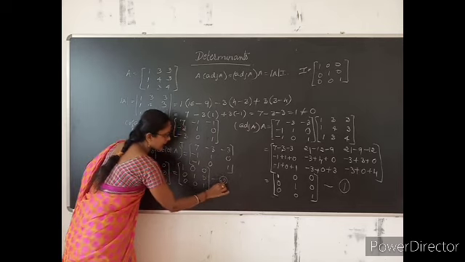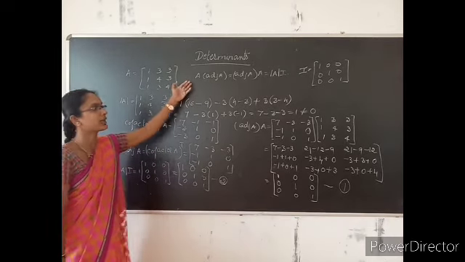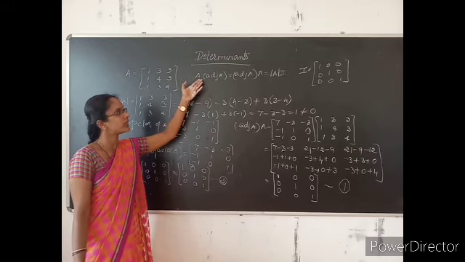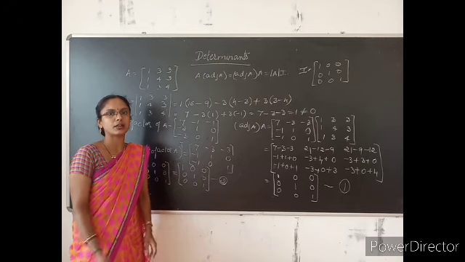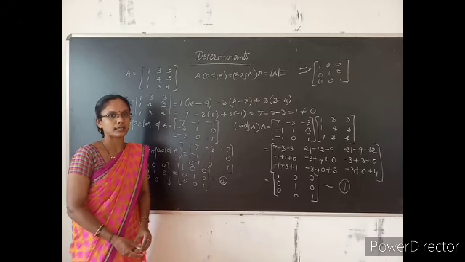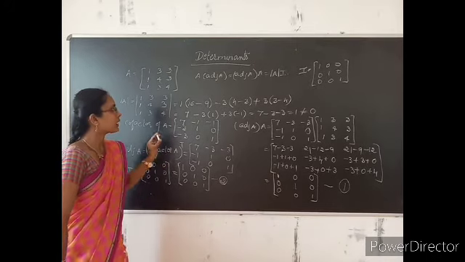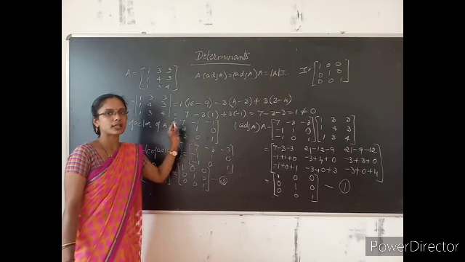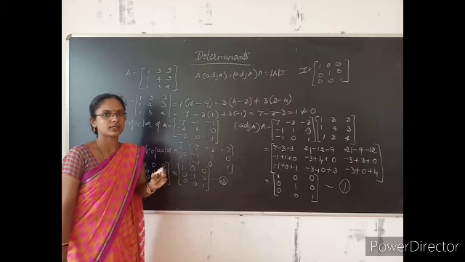So comparing equation 1 and equation 2, we can say that we verified the given result, that is A into adjoint A equals adjoint A into A equals determinant of A into I. So this is the verification. So one thing is you have to take care of the cofactor matrix. If that is clear, then you will get all the terms clear. So this is one example.